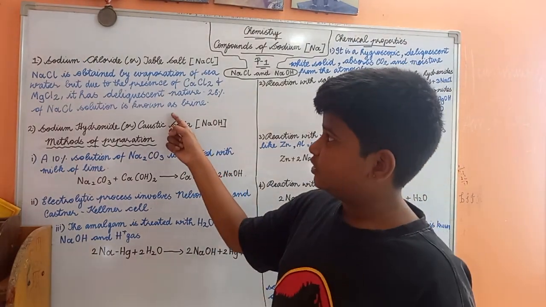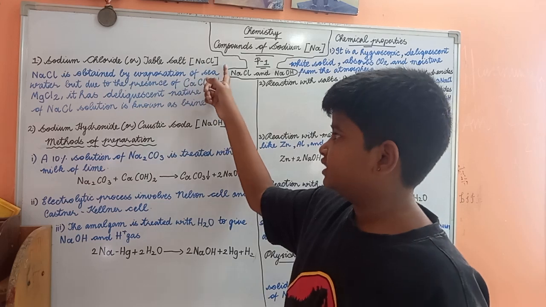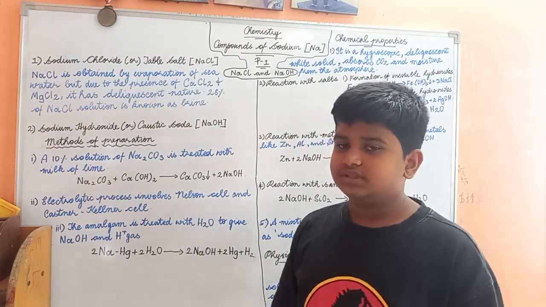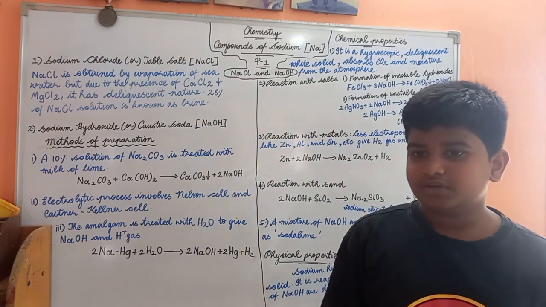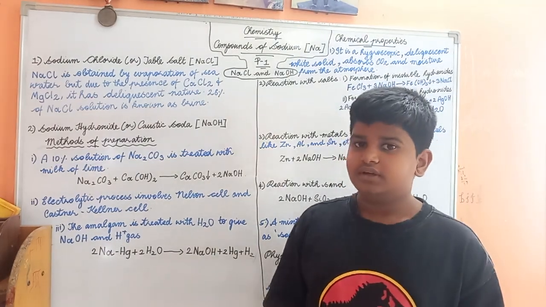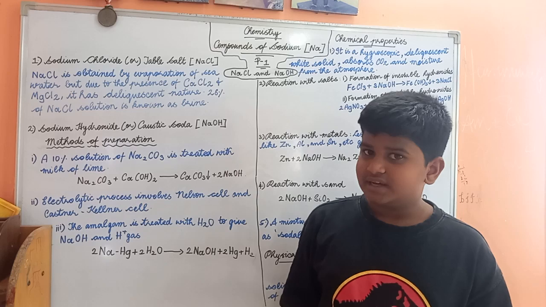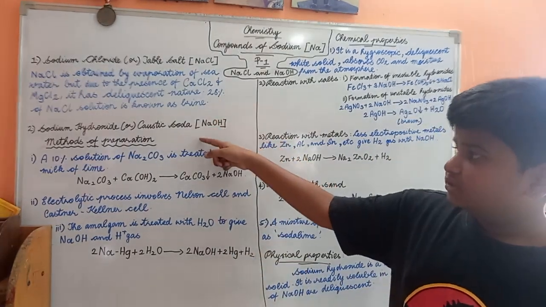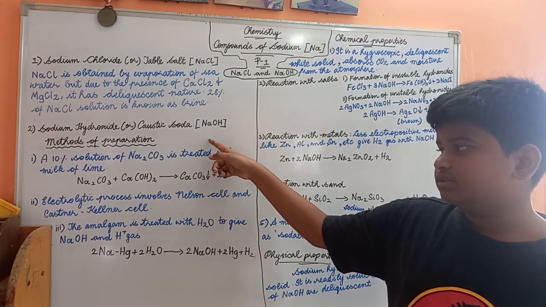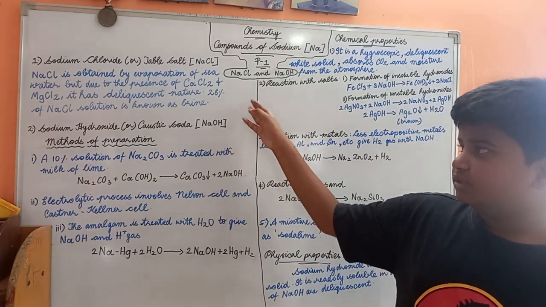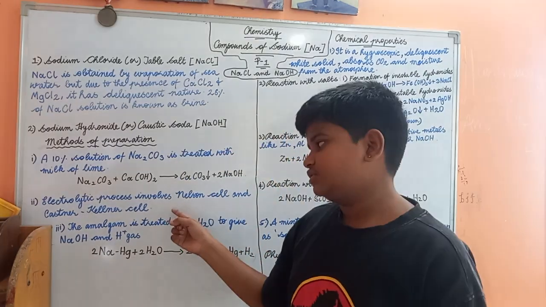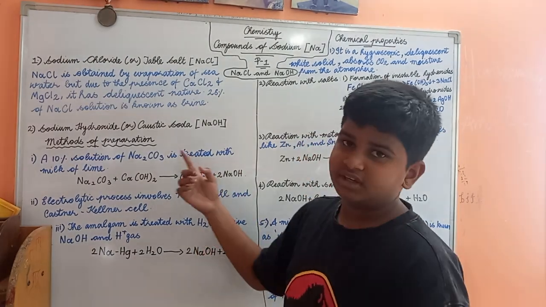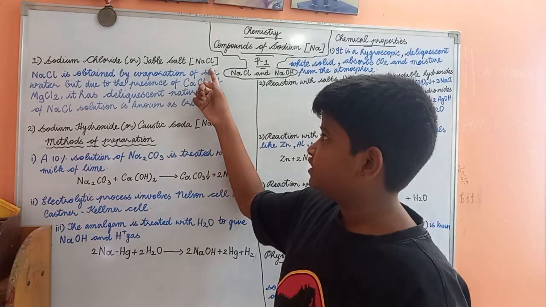So now let's look at sodium chloride or our table salt, NaCl. If you just think about sodium chloride, you'll think of it as table salt because it is used for cooking, for every purpose you're using, for electrolysis. It is very, very important, as well as sodium hydroxide. Sodium hydroxide is also prepared by using sodium chloride by the process of electrolysis, which involves the Nelson cell and Castner-Kellner cell. So now we'll be looking at sodium chloride or table salt, which is NaCl.